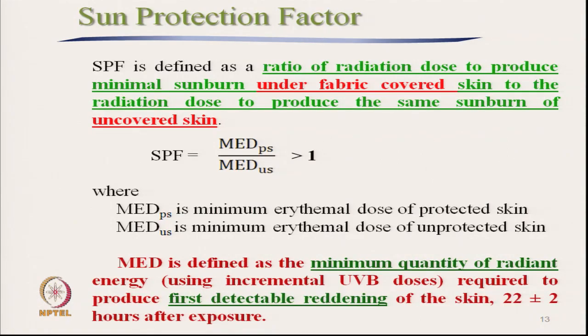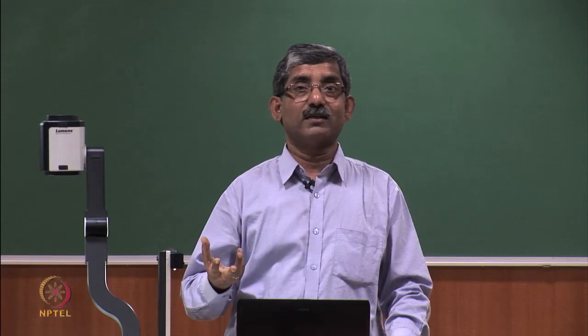Okay. Next is sun protection factor. Sun protection factor is defined as the ratio of radiation dose to produce minimal sunburn under fabric covered, it may be fabric covered or may be covered with sunscreen lotion, skin to the radiation dose to produce the same sunburn of uncovered skin. It is actually the ratio of the radiation dose, that is the energy.